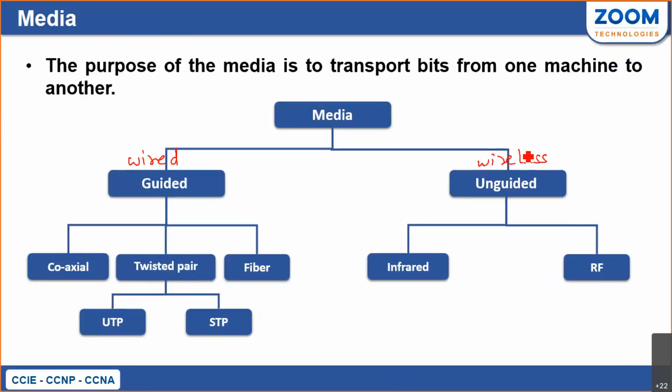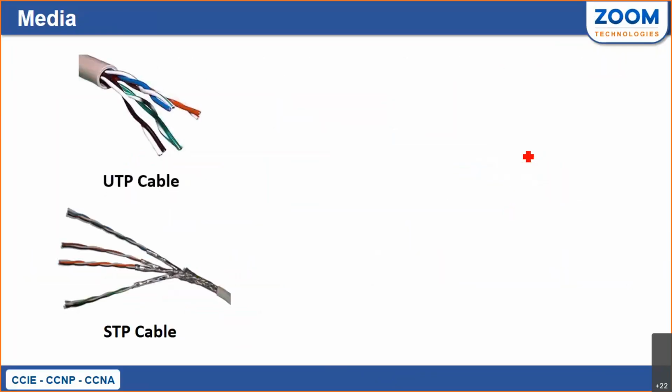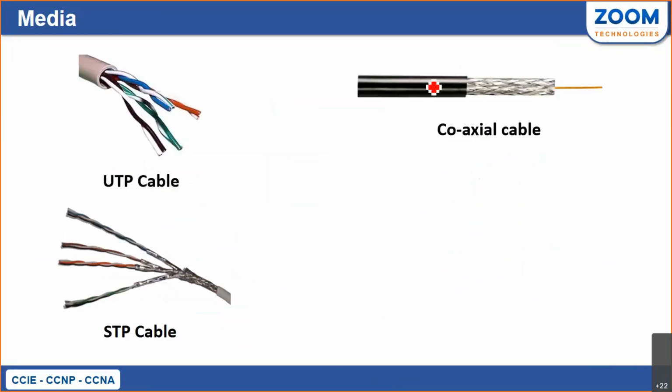Have you seen the coaxial cable? Yeah, this is the coaxial cable. Generally, where do we use this type of cable, guys? TV connection, right? Yes, exactly. But in the olden days, we used this coaxial cable for internet purposes also, data communication also.